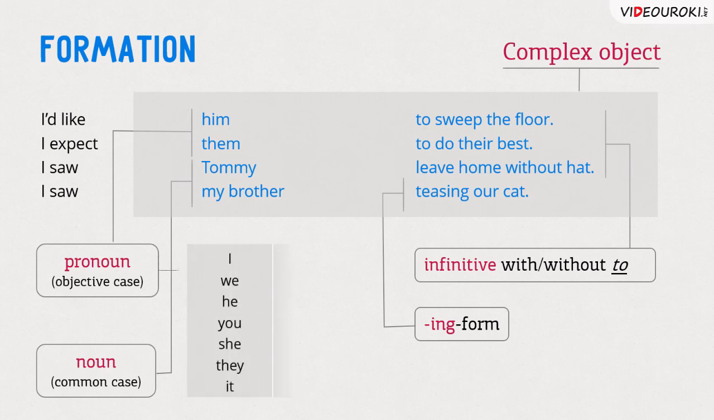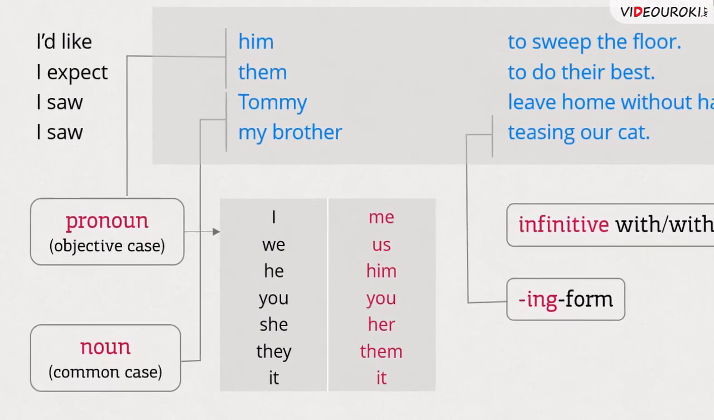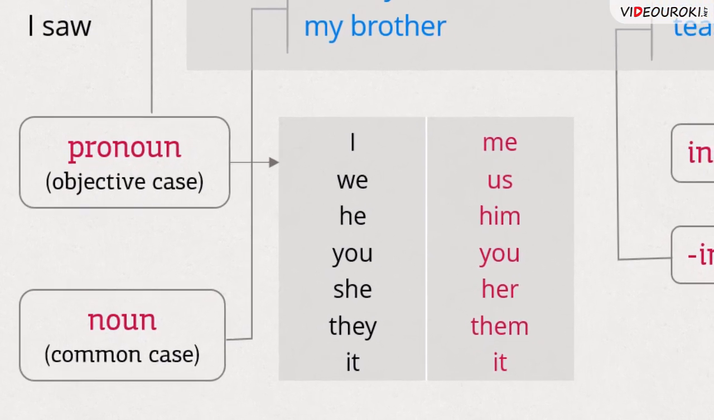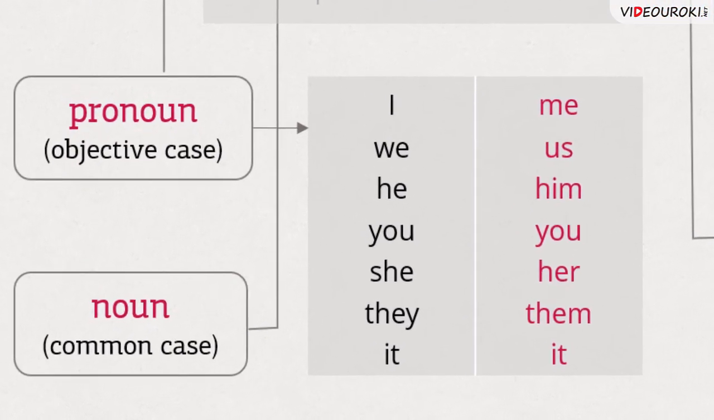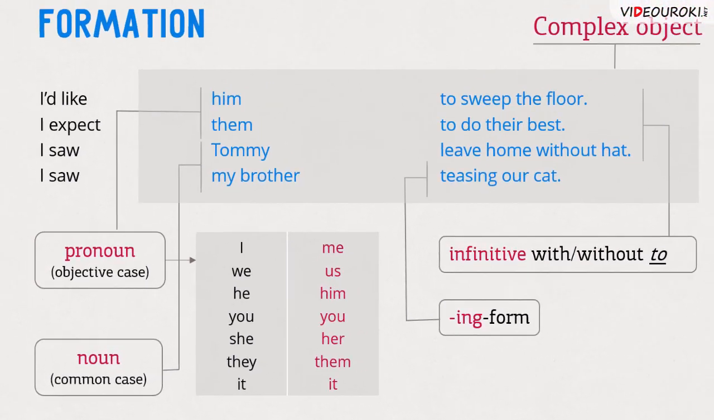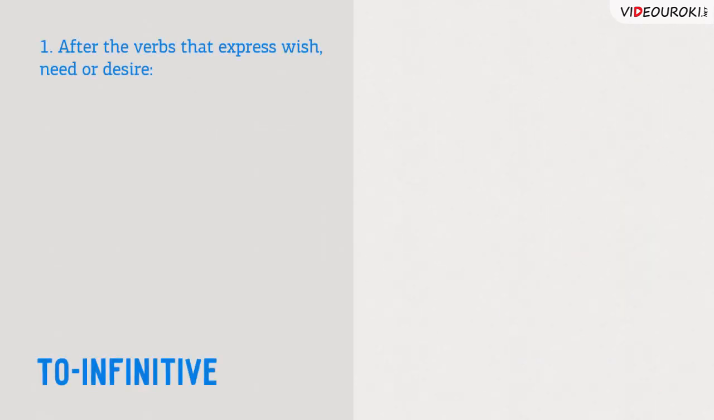Let's revise the objective pronouns. I, me. We, us. He, him. You, you. She, her. They, them. It, it. The usage of the infinitive with or without to or the ing form depends on the verb it goes after. The infinitive is used with to.